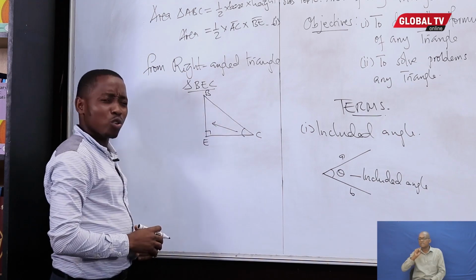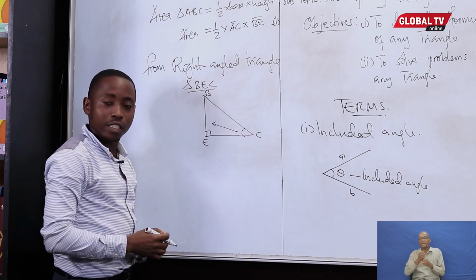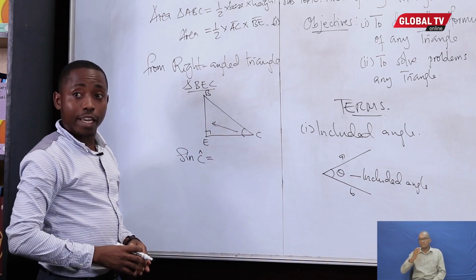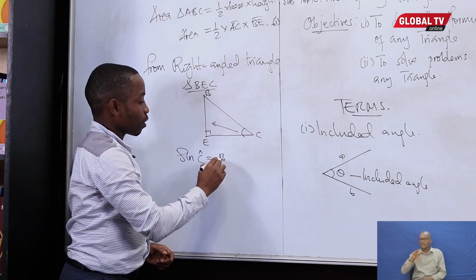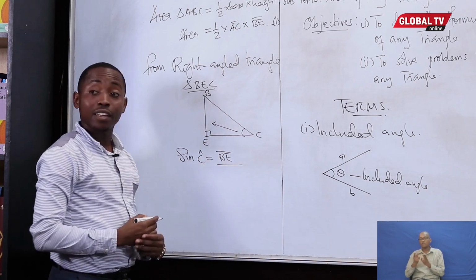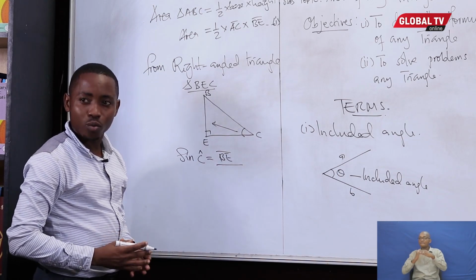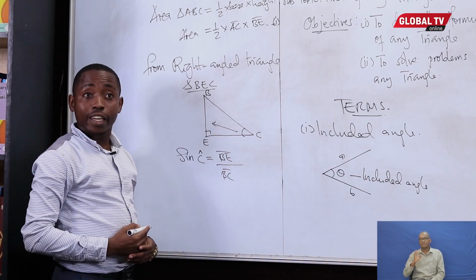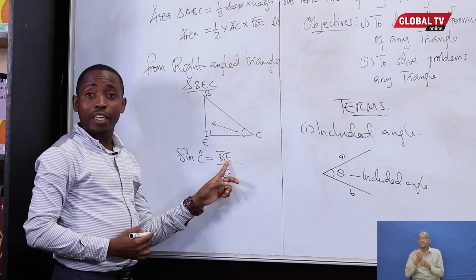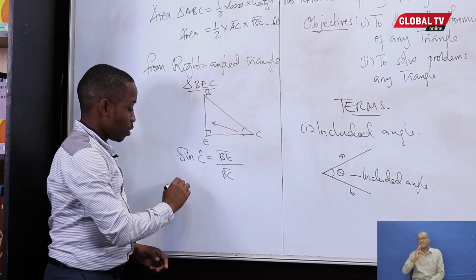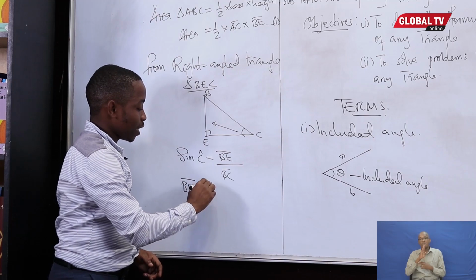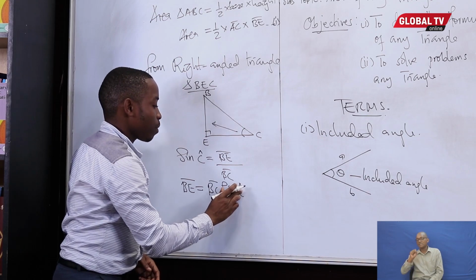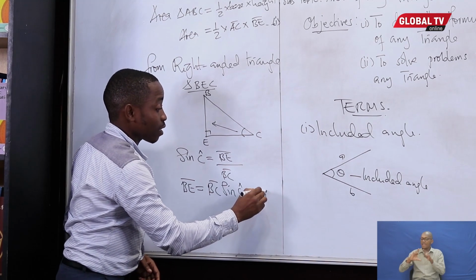So how can we get the sine of this angle here, which is angle C? Sine of angle C is obtained by taking the opposite side, which is our BE side, divided by the hypotenuse. Hypotenuse is BC. Now for this case, we get our value of BE. Once we make it the subject, BE equals BC multiplied by sine of angle C. This is the second equation.